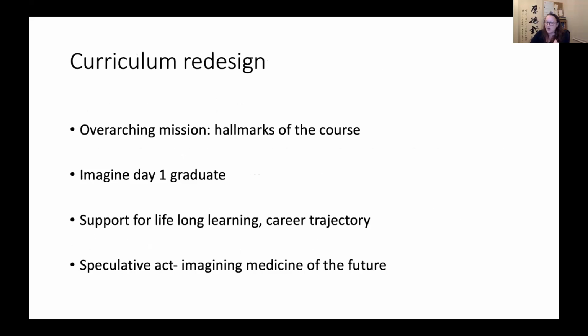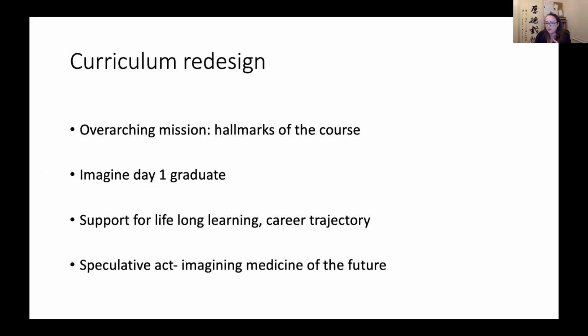The question was asked, should we and how do we integrate philosophy into the undergraduate medical curriculum? And I don't think there's an easy answer to it. There would be a lot of resistance, and there is a lot of resistance. But just to give you a flavour of what happens on our side when we do curriculum redesign as clinicians, you sit everyone in a room and ask, what are the hallmarks of your course? You know, what's the overarching mission? How do you describe yourselves?